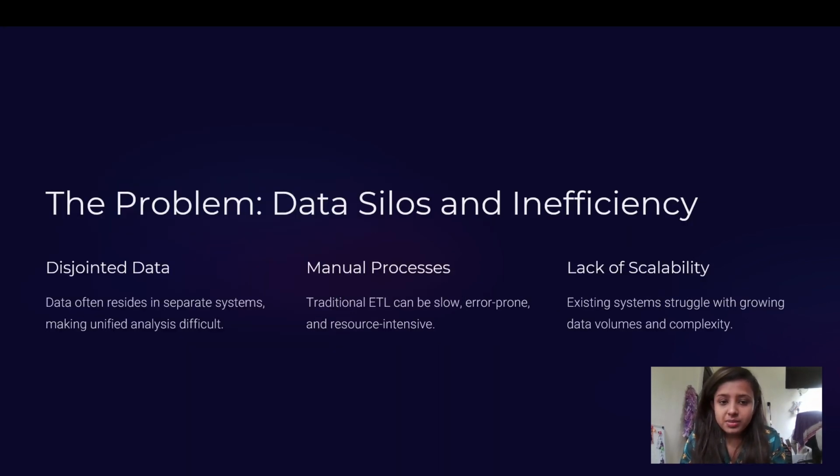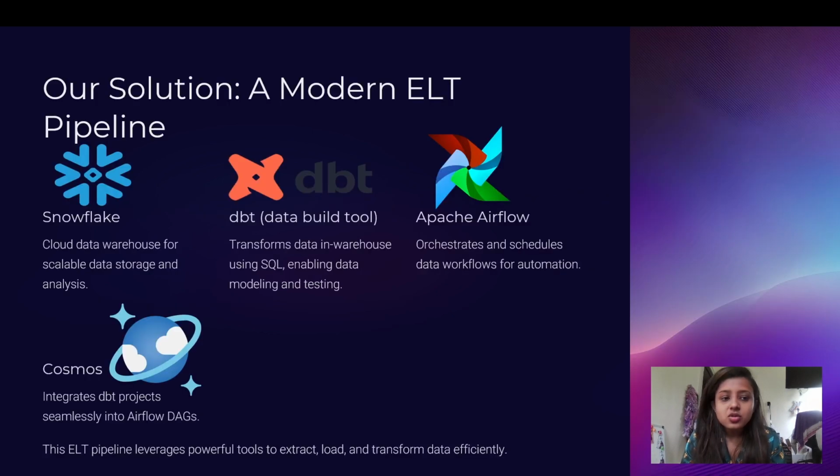So these are the problems that we are going to solve: disjoint data, manual processes, and lack of scalability. All of them would be solved by the combination of Snowflake, Airflow, and DBT. These are the tools: Snowflake for data warehousing, DBT for transformation of the data, and Apache Airflow to run our whole ELT pipeline. This is a workflow. Cosmos basically integrates DBT projects into Airflow. For DBT to work on Airflow, we use Cosmos.